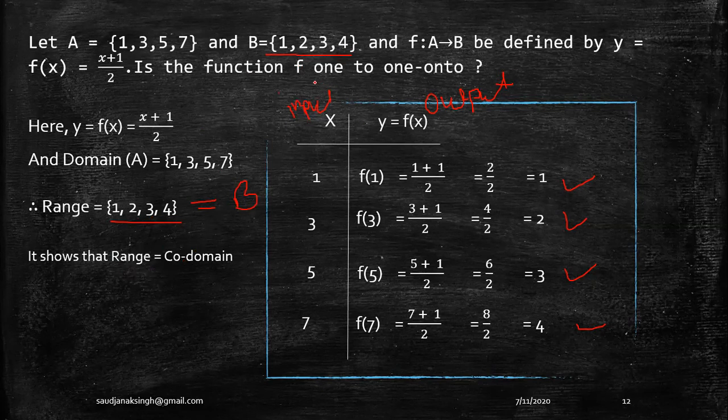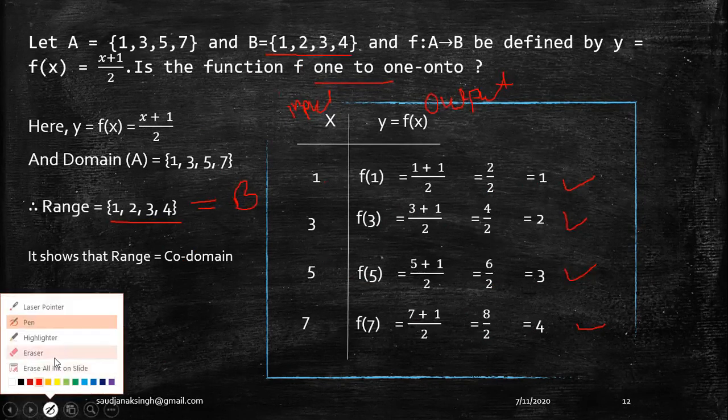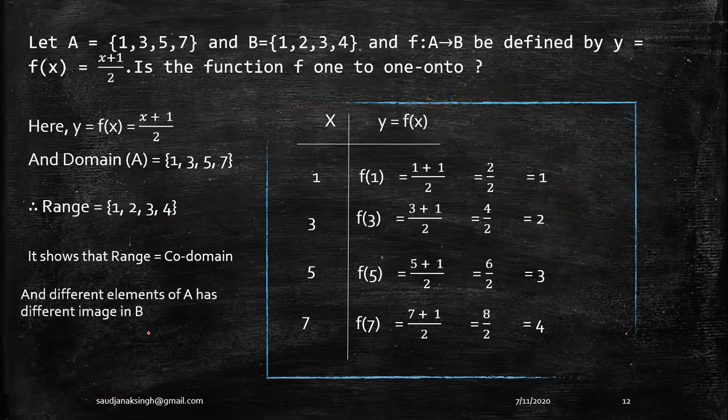Now to become one-one, 1 has only one image, 3 has only one image, 5 has exactly one image, and 7 has exactly one. A separate element has a separate output. It means that it is a one-one function also. So it is called a one-one and onto function.